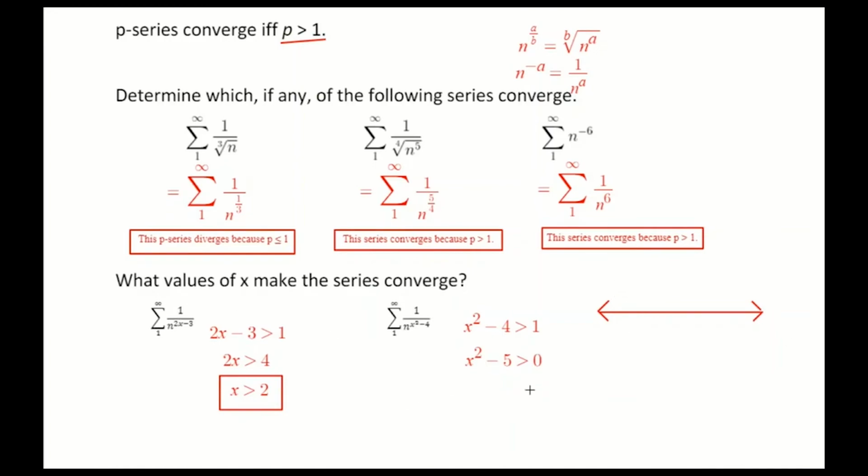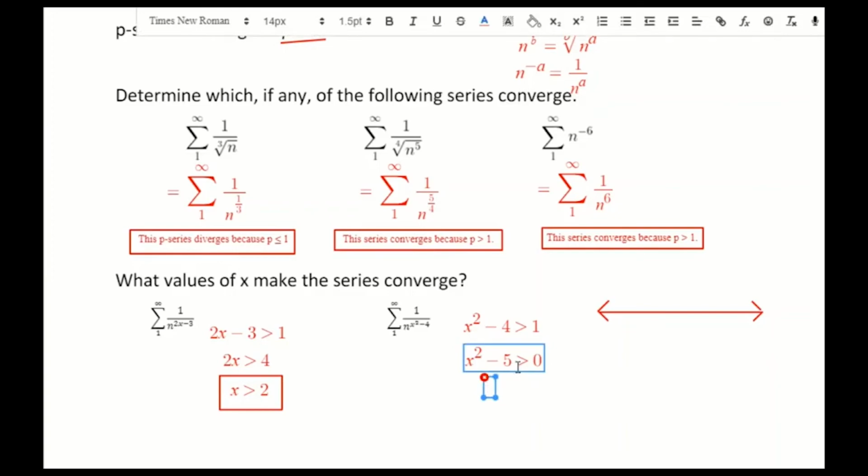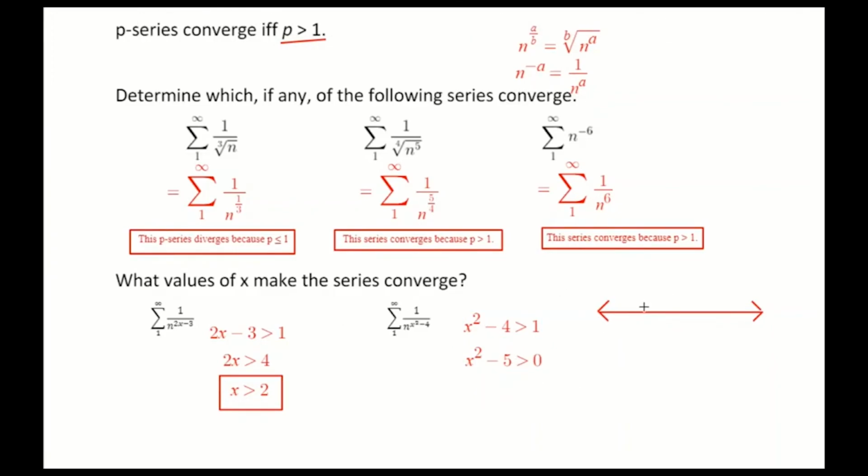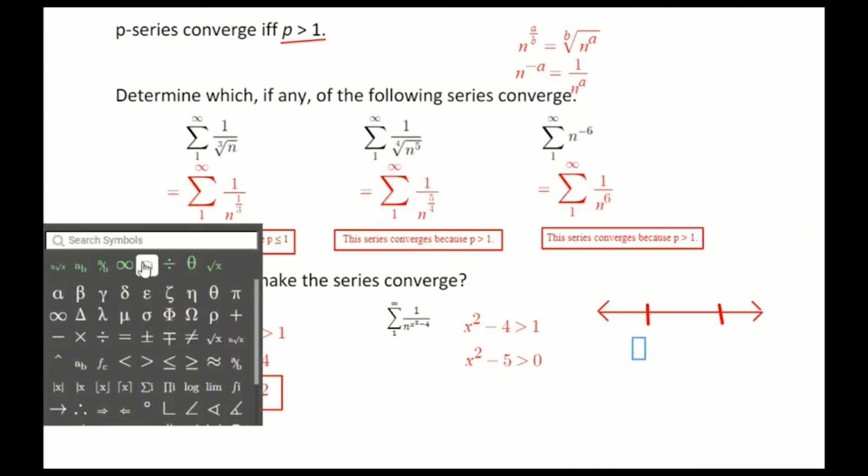So if I solve this one over here, I would add 5 to both sides, take the square root, and what I would get would be plus or minus root 5. So I'm going to mark those two values on my number line, positive root 5 and negative root 5. Those would be the values that would make this expression equal 0.